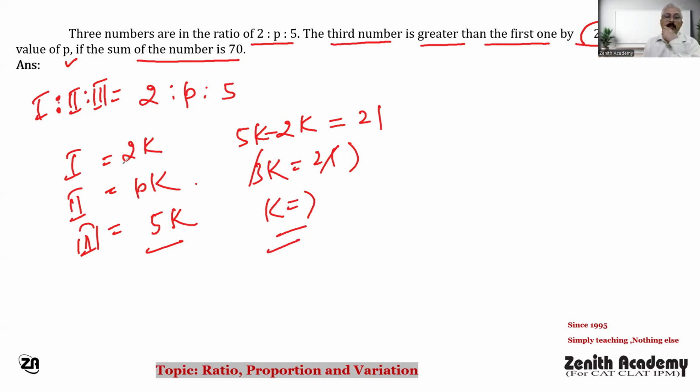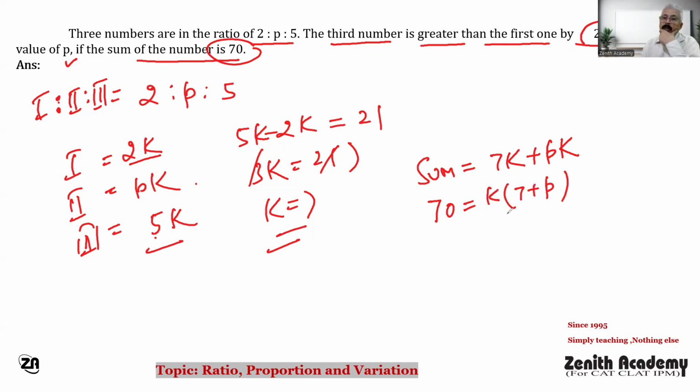It means the sum of the numbers is 70. The sum is 2k plus 5k, 7k, plus pk. The sum is given 70, so 7 times (7 plus p), and k is already 7. So 70 divided by 7 is 10, so 7 plus p is 10, which means p is equal to 3. This is your answer.